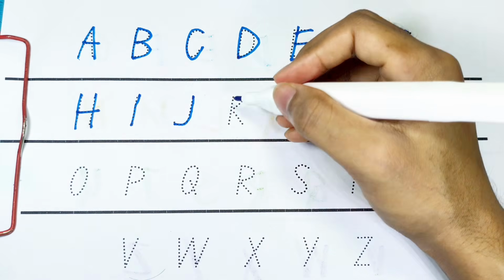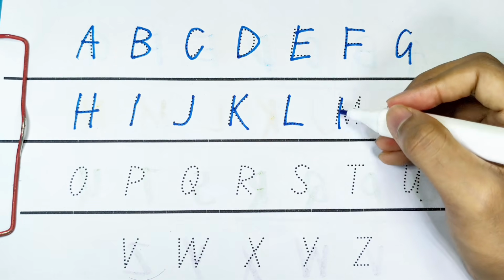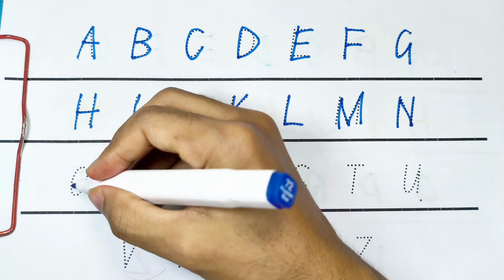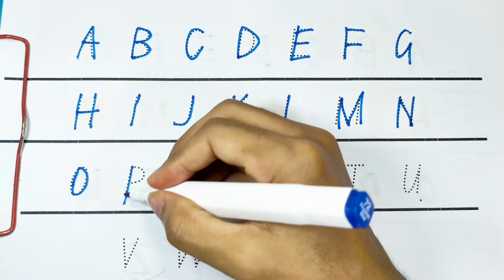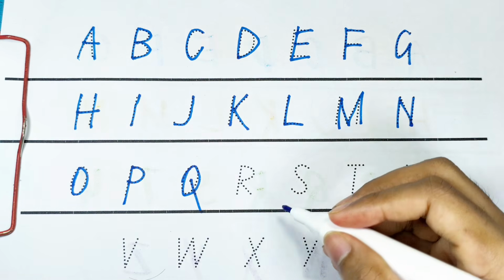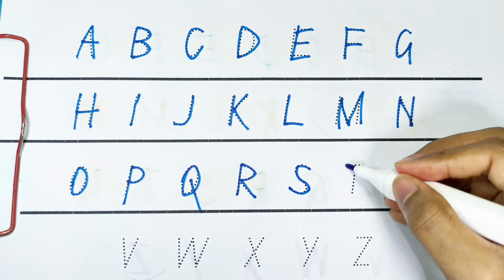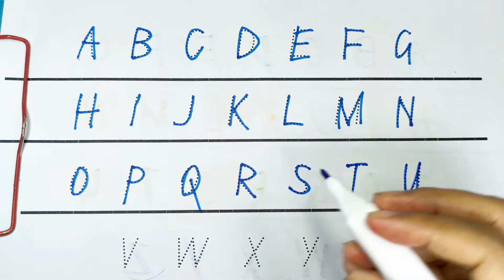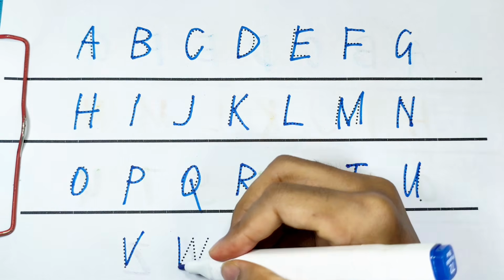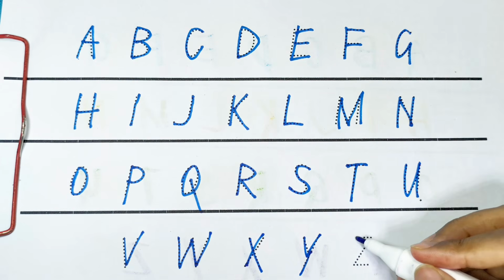I. J. K. Stay with us. L. M. N. The next one is O. Now we're writing the alphabet of P. Q. The next one is R. S. T. U for umbrella. Kids, the next one is V. W for watch. X. Y.